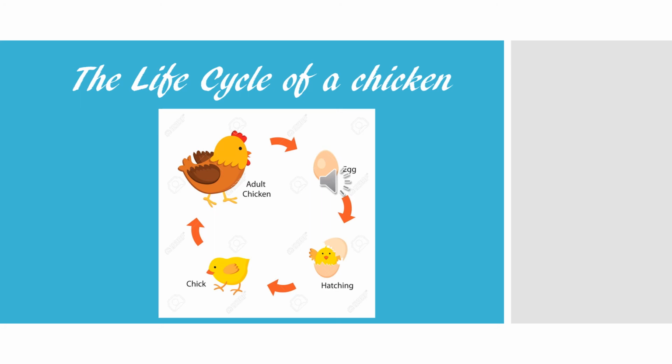Here we have the life cycle of the chicken. So what came first, the chicken or the egg? If you look here, you'll see there's an adult chicken which lays an egg. The egg hatches and then becomes a little chick, and the chick grows up into an adult chicken. If you look on the last slide, you will see there's also a link to a video on YouTube about the life cycle of the chicken. Have a look at that and then write out the steps for the life cycle of a chicken.